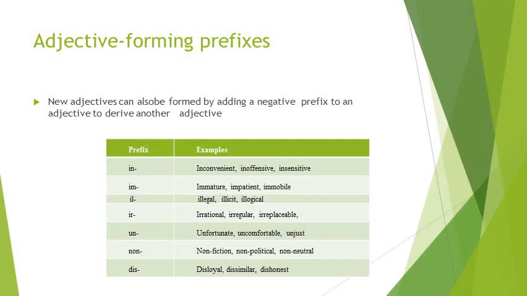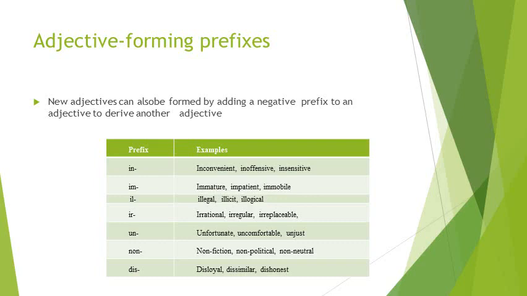Now take the case of the first prefixes, IN, IM, IL, and IR. Now for the first four prefixes, these prefixes are phonologically conditioned variants of the same negativizing morpheme. What do I mean? This means that the occurrence can be predicted. We can predict the occurrence of IN, IM, IL, and IR. That means that IM occurs only before words starting with the bilabial sounds B, P, and M, as in mobile, all right?